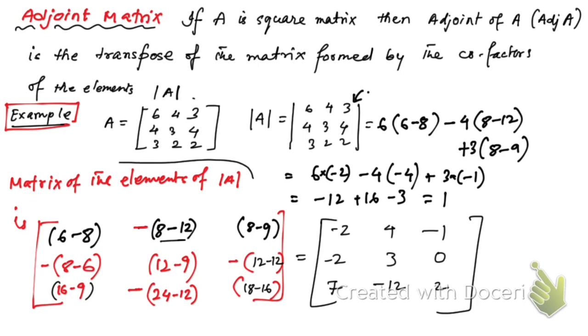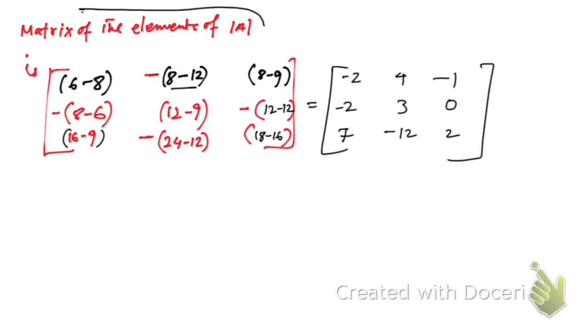Now let me copy this and go to the next slide. Let me copy this matrix of the cofactors of the elements of the determinant A. So this is the matrix of the cofactors of the elements of the determinant A. If you take the transpose of this, then you're going to get the adjoint matrix of A. Adjoint of A is equal to the transpose of this one. Take the transpose. So what to do? Interchange the rows and columns.